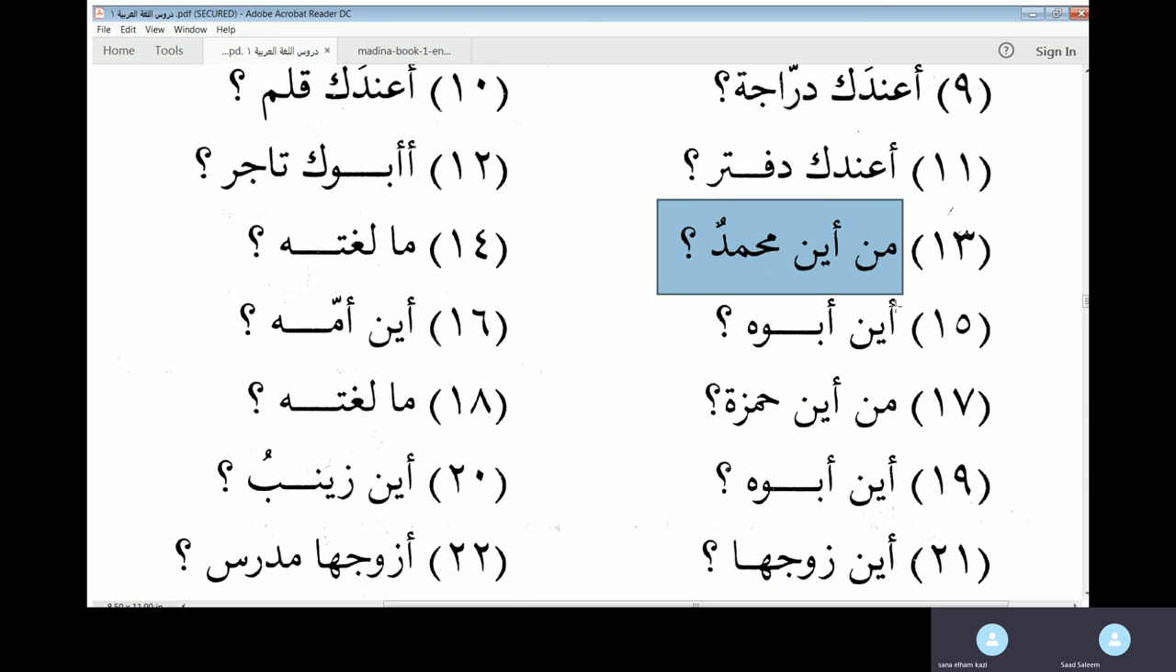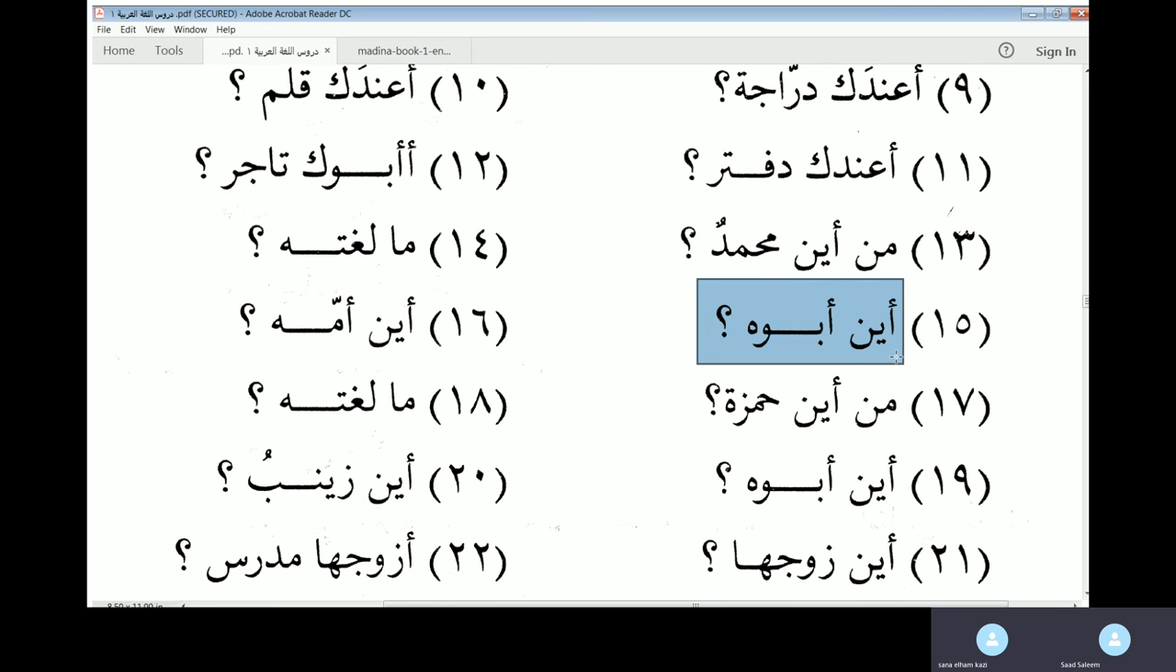Min aina Muhammadun. Where is Muhammad from? Wa min al Hindi. Ma lughatuhu. Lughatul Arabiyya. Lughatuhu. His language is Arabic. Lughatuhul Arabiyya. Aina abuhu. Abi fil Hindi. Wrong answer. Abuhu is father. Wrong answer. Aina abuhu, where is his father? Don't tell about your father. Tell us about his father.